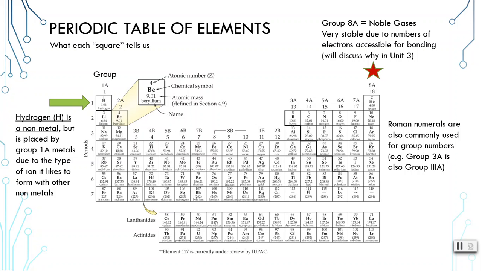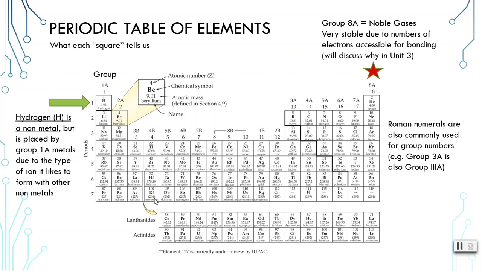So for example, looking at the periodic table here, elements hydrogen, lithium, sodium, potassium, rubidium, cesium, francium, all of these elements are in column 1A, so they are in group 1A. So groups are numbered at the top of each column.